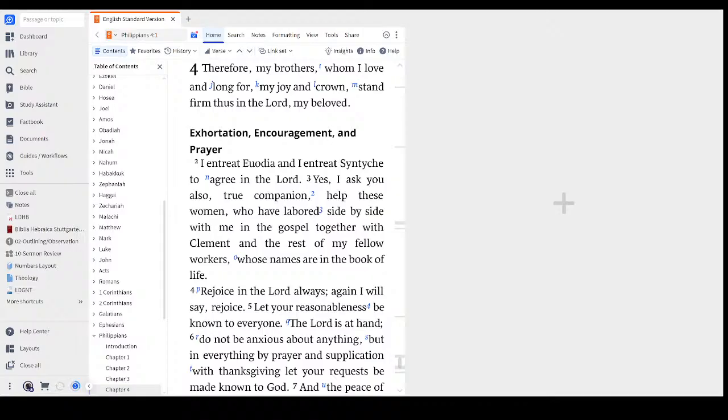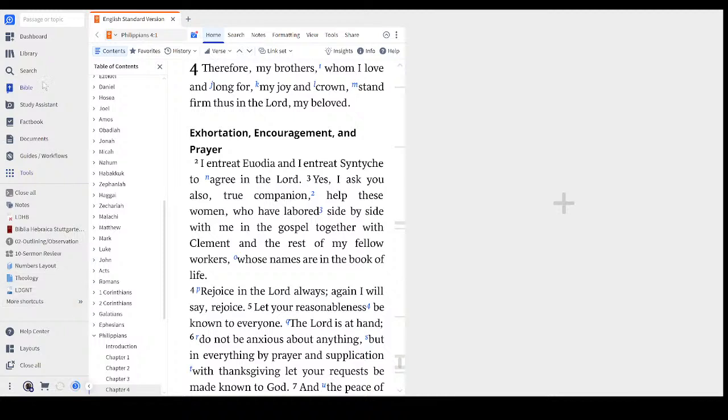So, I'm still kind of playing with this doing live, so just bear with me a bit. We have the genitive case here.